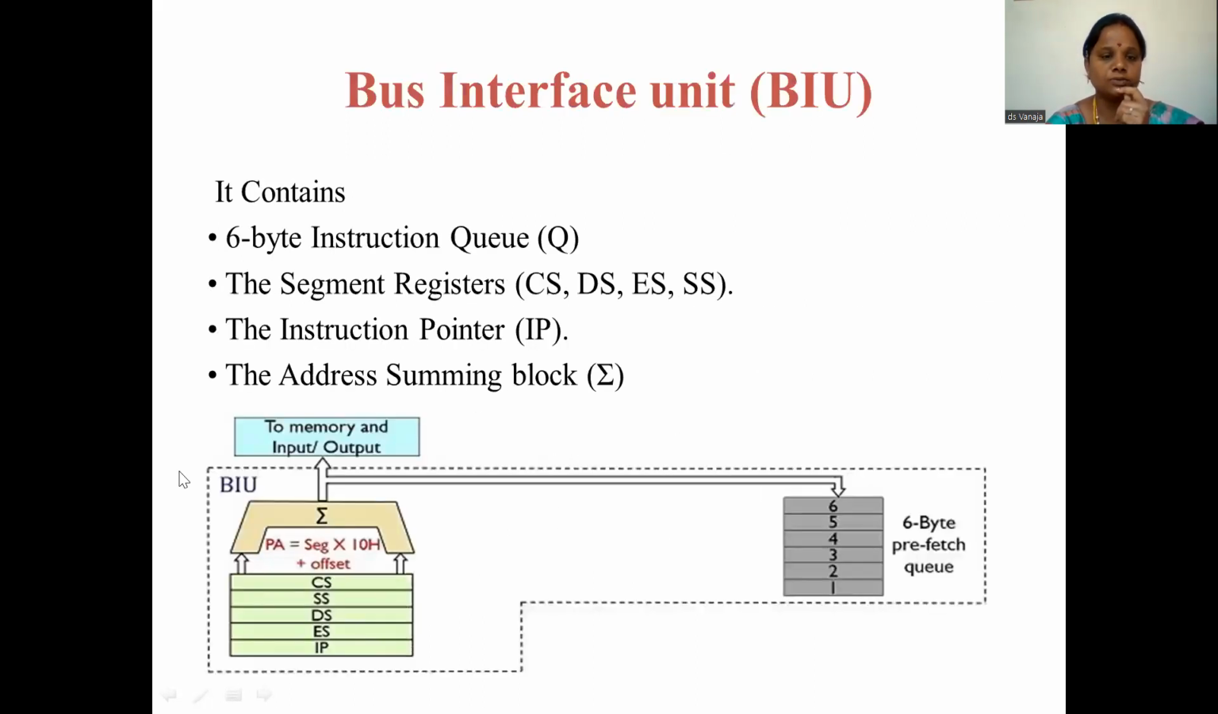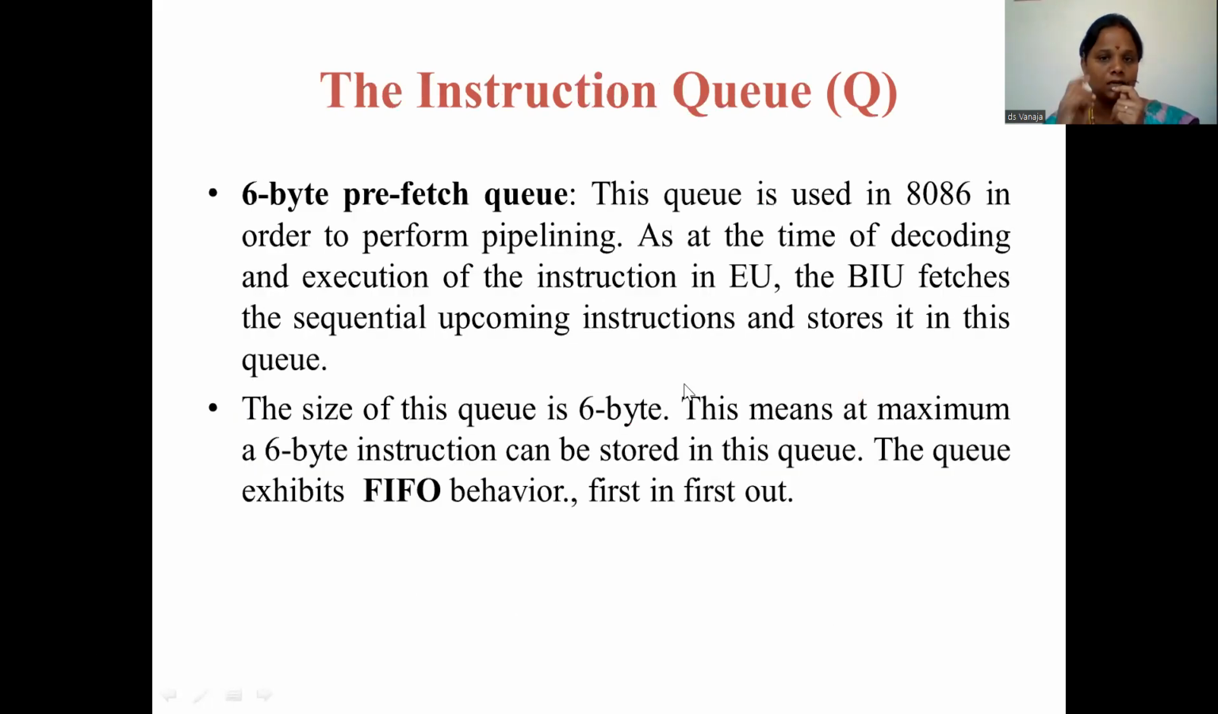This is the basic block diagram of the bus interface unit, which we already saw in the internal architecture of the 8086 processor. It contains mainly 4 blocks: the 6-byte instruction queue, segment registers, instruction pointer, and address summer. Now we will see the use of the instruction queue.